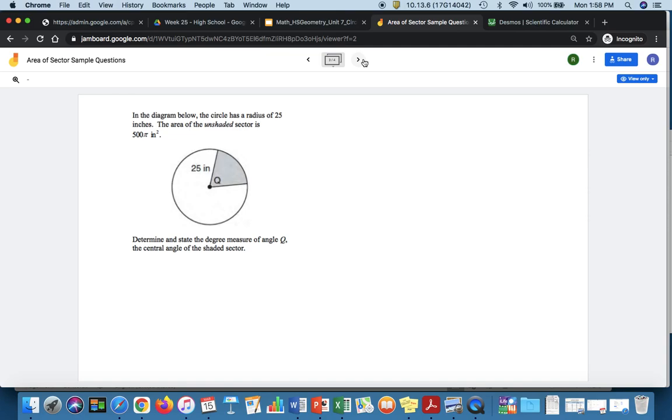So we want to be careful here because we're told that the area of the unshaded region is 500 pi inches squared. But if we know our radius is 25 and we know how to find the area of a circle, well, we could find the area of that shaded piece. So we find the area of the total circle, which is going to be 25 squared pi. That'll end up being 625 pi inches squared.